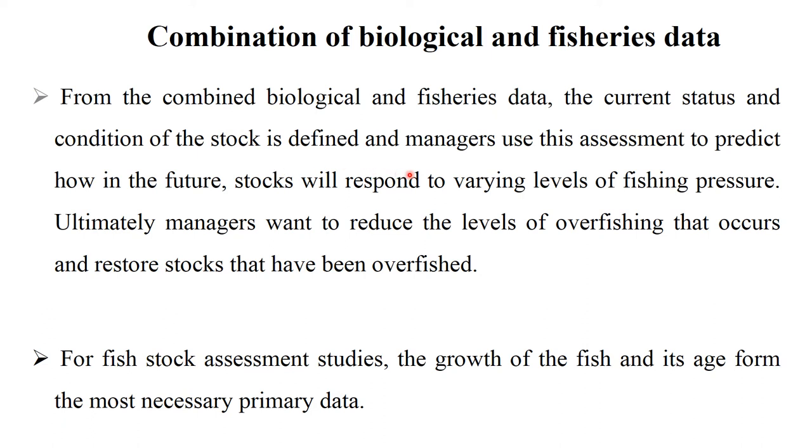Once the stock is defined, the manager uses it to assess and to predict. Our main objective is to predict the future stock, and how the stock will respond to varying levels of fishing pressure. If we know the stock, that will also help us know the fishing pressure, meaning how much effort we are allowing for the MSY. Ultimately the manager wants to reduce overfishing and fishing pressure, and to restore the stock, to make it sustainable, to reach MSY, so that it is not overfished.